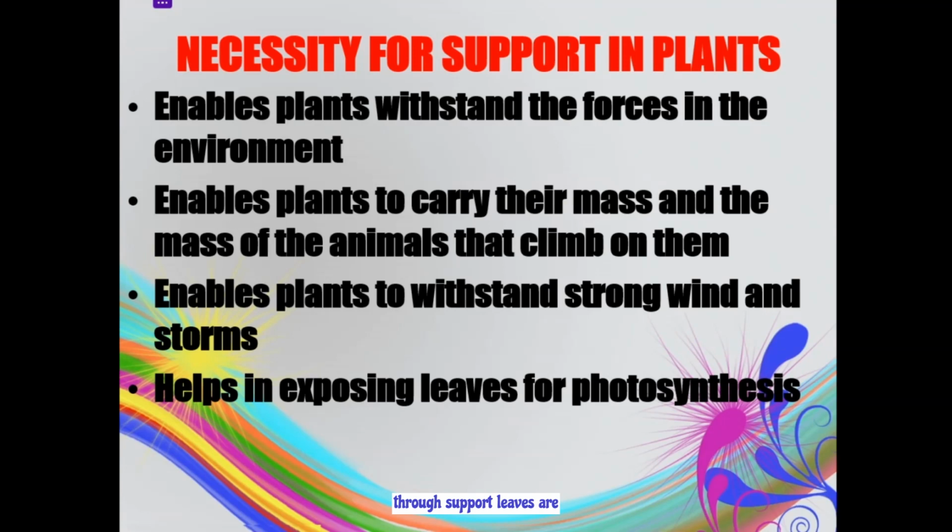So through support, leaves are exposed to the environment for photosynthesis. Flowers are exposed to the environment for pollination, and the rest is achieved through support.